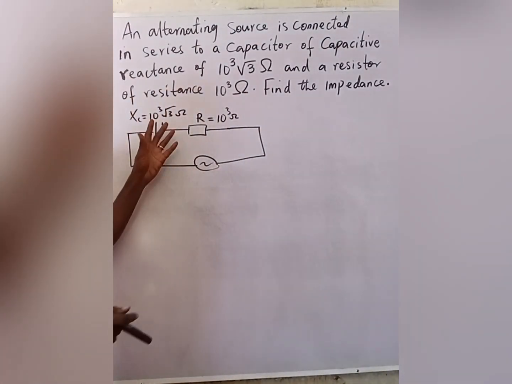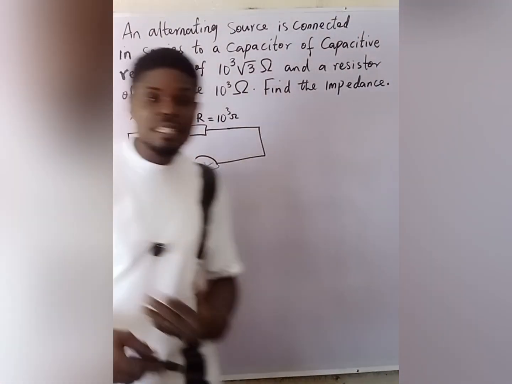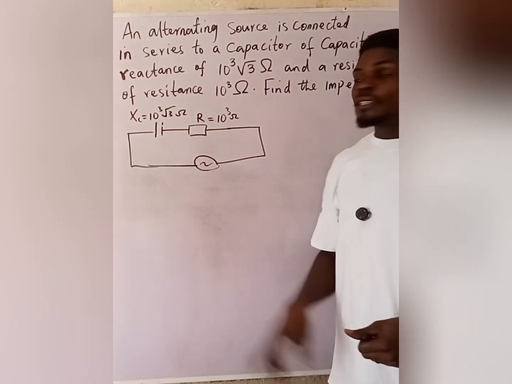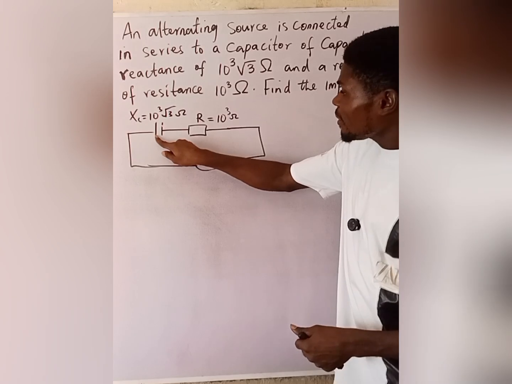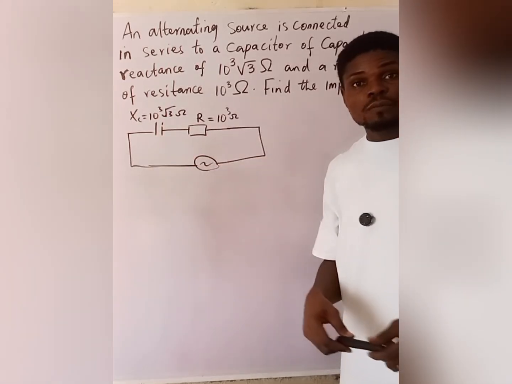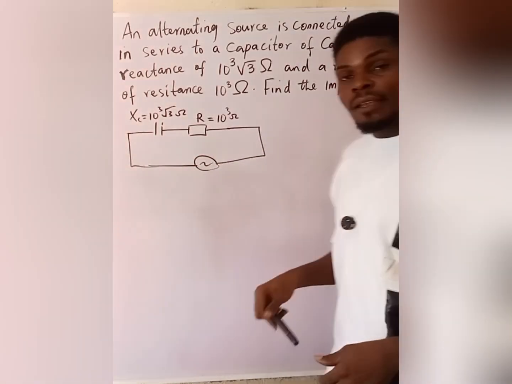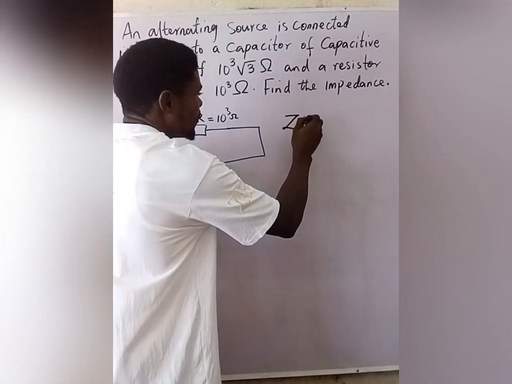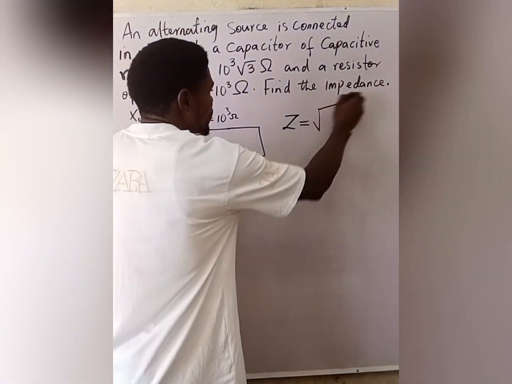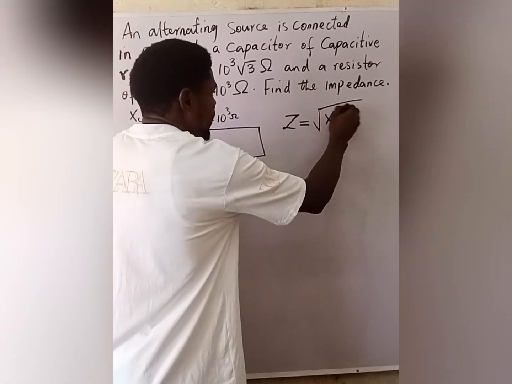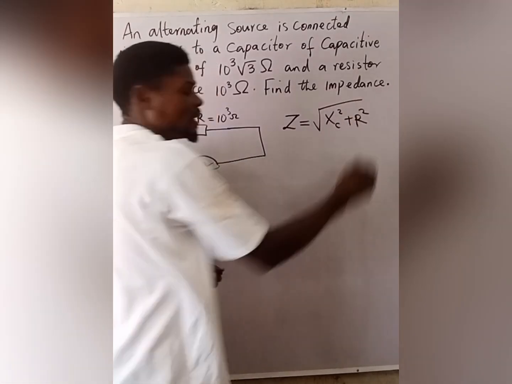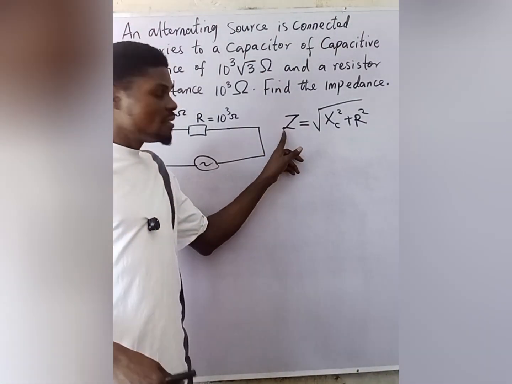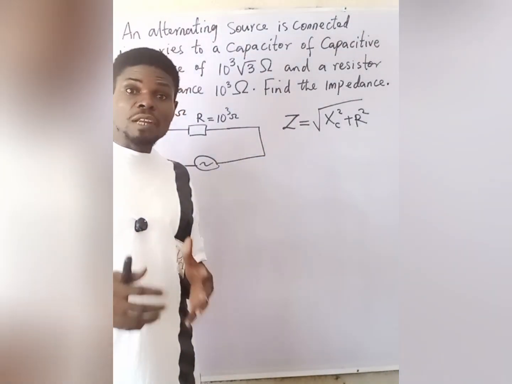All we need to find here, according to this question, is the total opposition offered to the flow of current by these two components. That is what we call the impedance. It is very simple. Impedance Z is equal to the square root of XC squared plus R squared. This Z here is the total opposition, what we call the impedance.